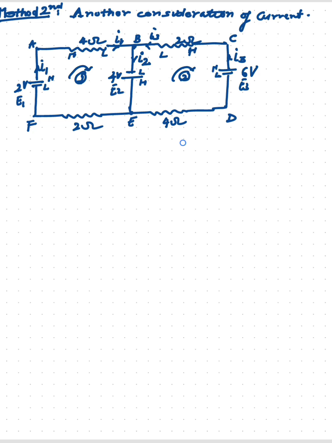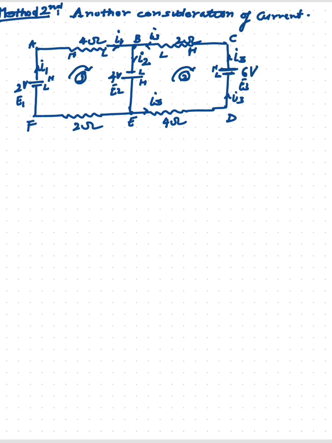Now look here, what will the current be across the 4 ohm resistance? The rule is that the I3 current flowing from the positive terminal of battery E3 enters the same resistance at the negative terminal. Clear? So here the current will be I3. In this resistance, the current will be I3. Clear?